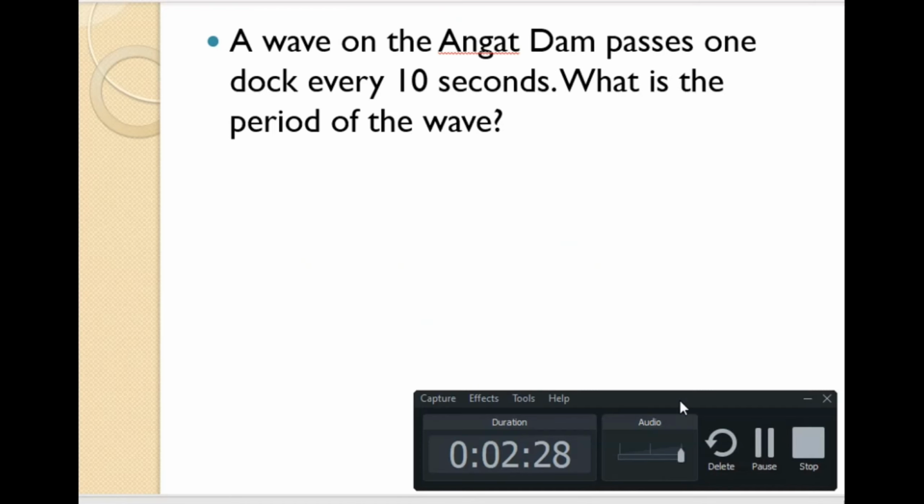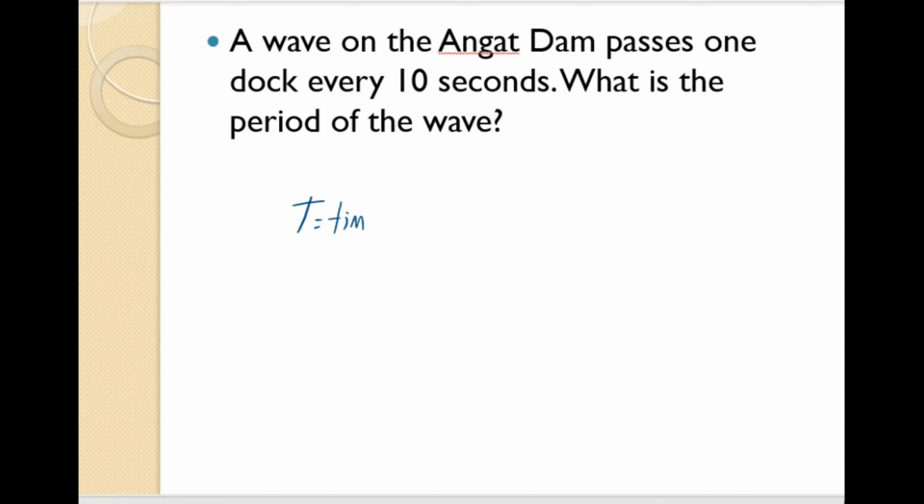Okay, next problem. A wave on the Angat Dam passes one duct every 10 seconds. What is the period of the wave? So again, period is the time needed for one complete vibration or for one cycle. Since there is only one wave passing through every 10 seconds, that is already our period. The period is just equal to 10 seconds.